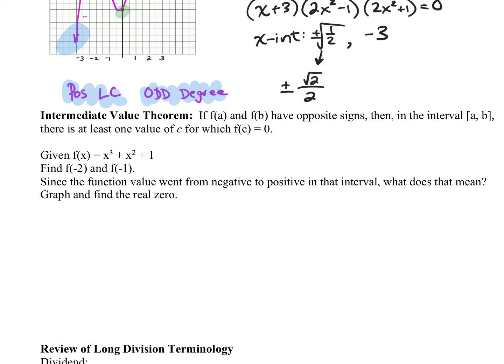In other words, if I am on a graph and the output of the graph switches signs from positive to negative or negative to positive, there must be a point where it is neither positive or negative, or that it is on the x-axis. In other words, c is a root.